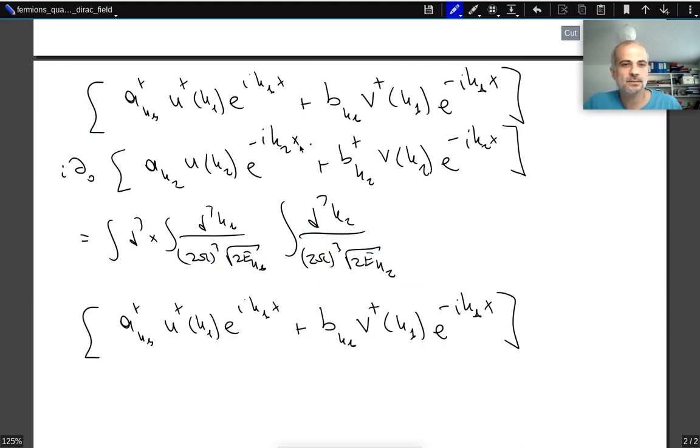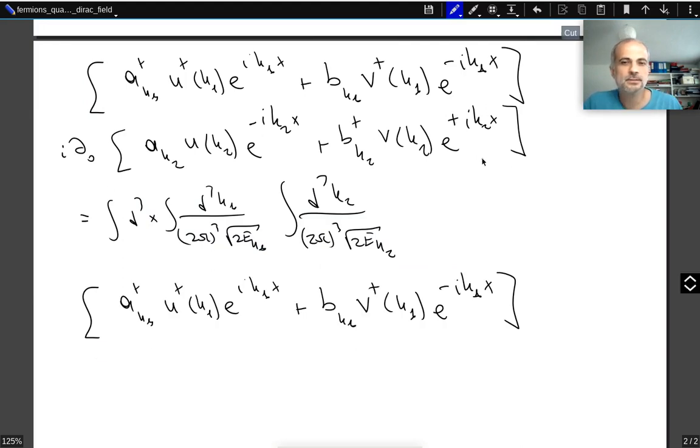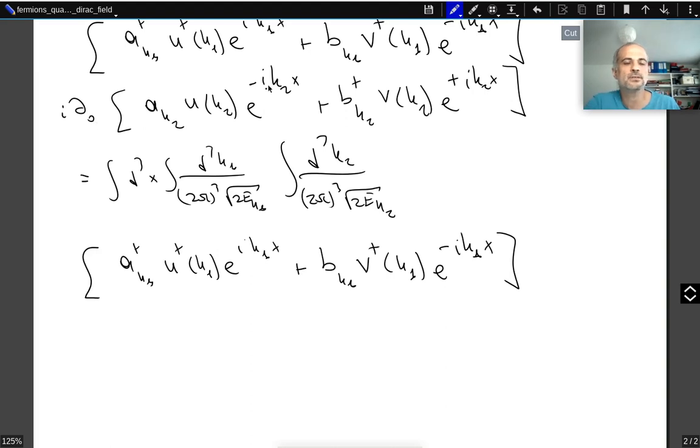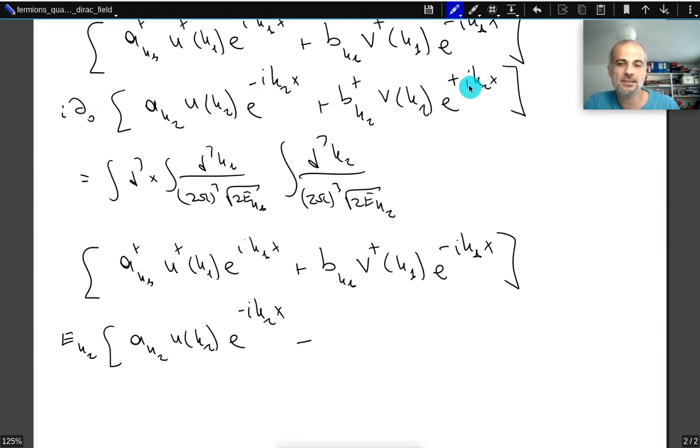Now in the second term, this is a plus. In the second term, each derivative will bring a factor of minus i e k2. So let me just write e k2 over here. a k2 u of k2 e to the power minus i k2 x minus, because here it will bring down a minus i e k2, which I took out, but in this term it will bring a plus i e k2, so there's a minus sign over here.